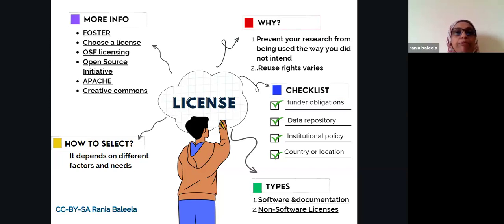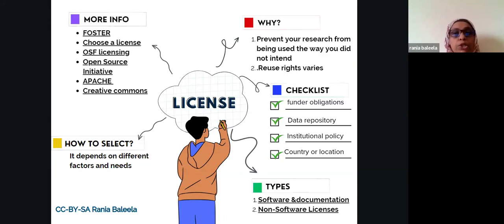But before licensing, before you go a step ahead, you need to check certain obligations. Say, for example, you got funded from, say, Wellcome Trust or whatever funding agency, and they have their own obligations in the contract you have signed with them. You need to reread your contracts and check the obligations first. Again, the data repository has its own guidelines and obligations that you need to abide by before licensing as an individual. The third thing to take into consideration before licensing is your institutional policy.